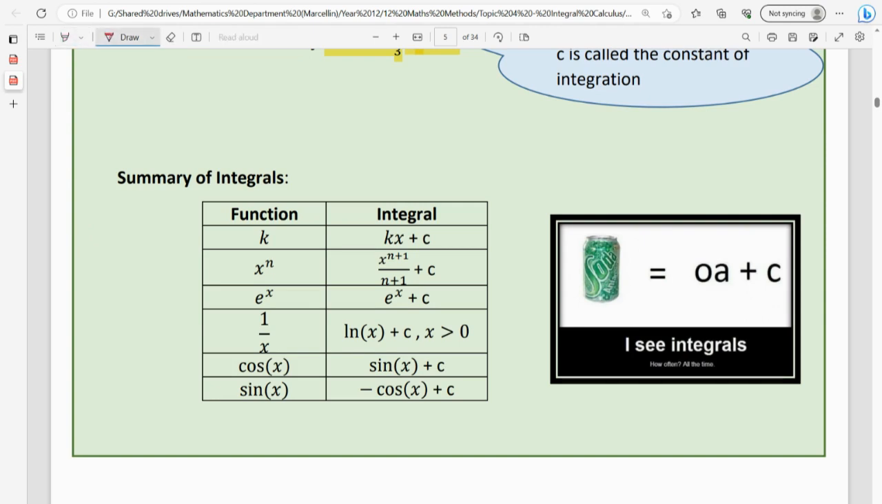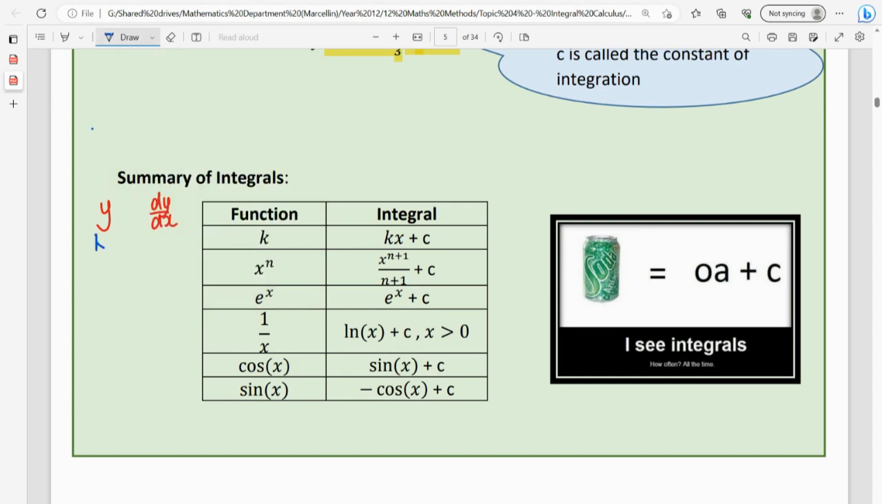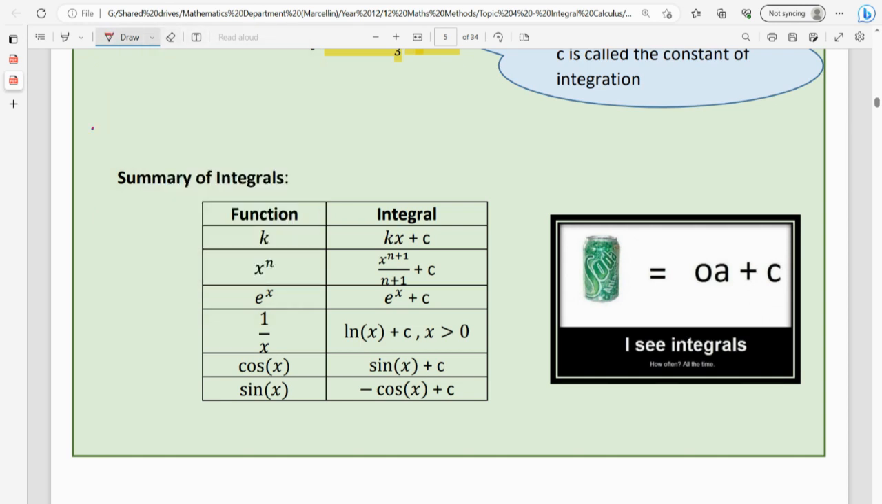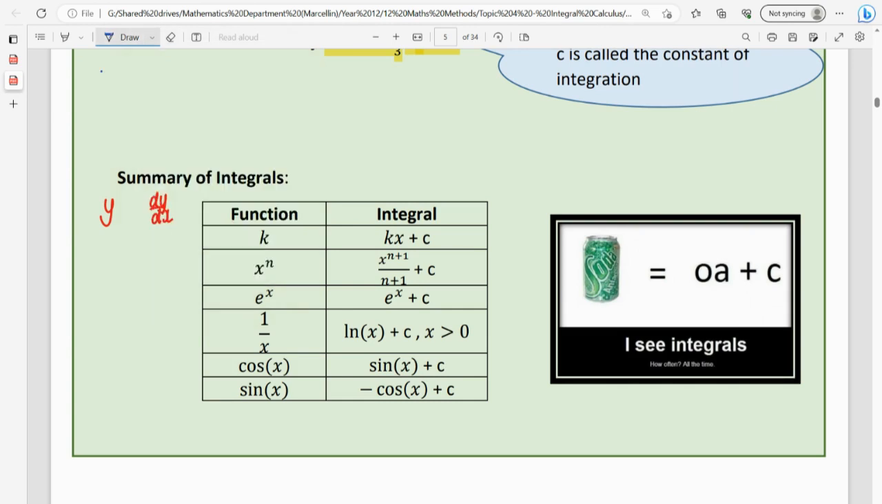I'm going to take you through the basic rules, but I'm going to do it by looking at what happens when we differentiate, so going backwards. If we've got this value 7x, when I differentiate, it goes to 7.